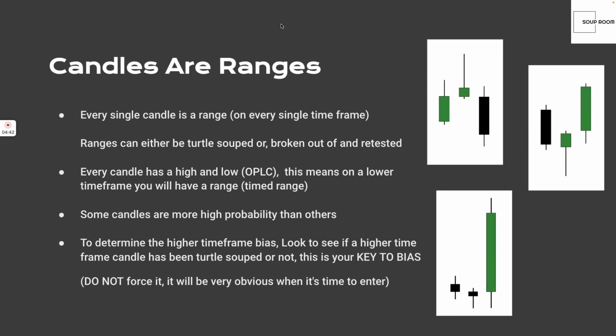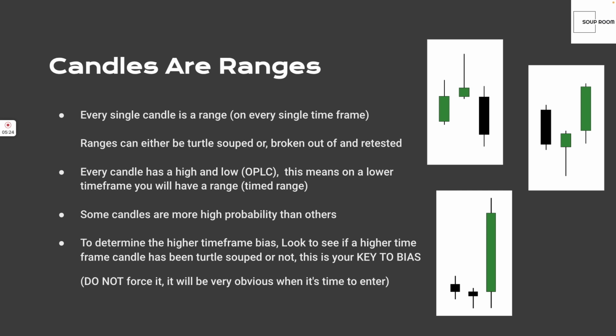Candles are ranges. Every single candle is a range on every single time frame, whether it be the monthly, the weekly, the daily, the 4 hour, the 1 hour, 15 minute, 1 minute. Time is fractal. A daily chart is a higher time frame for a 4 hour. A 4 hour is a higher time frame for the 1 hour and 15 minute. A 1 minute is a higher time frame for the seconds chart. Therefore, every single timed range is fractal as well.